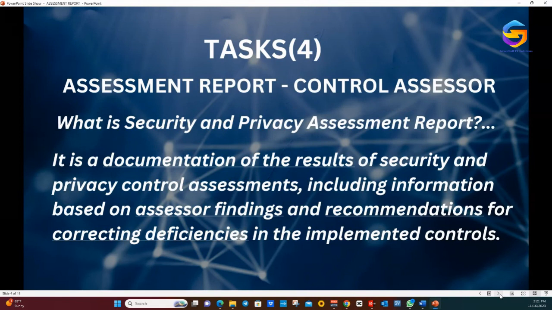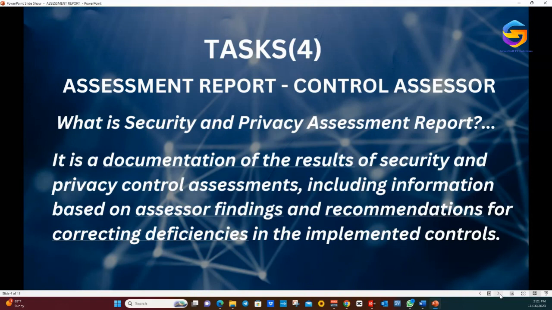Now, we're looking at the assessment reports. What is a security and privacy assessment report, you may ask? It is a documentation of the results of the security and privacy control assessment, including information based on assessors' findings and recommendations for correcting deficiencies in the implemented controls.